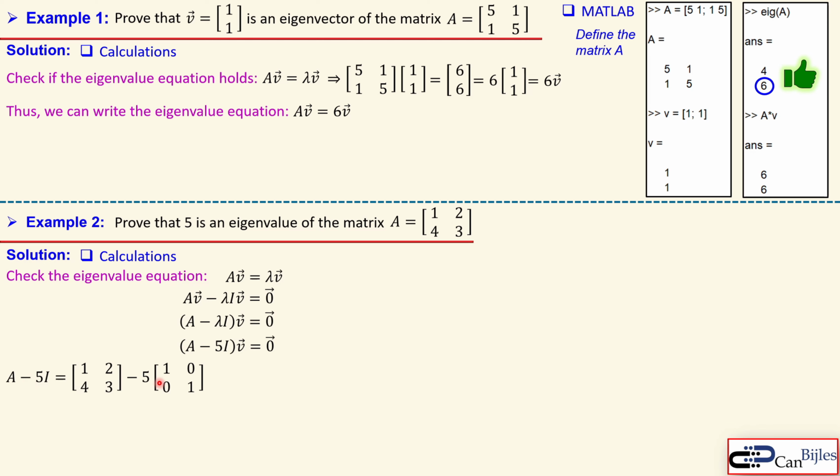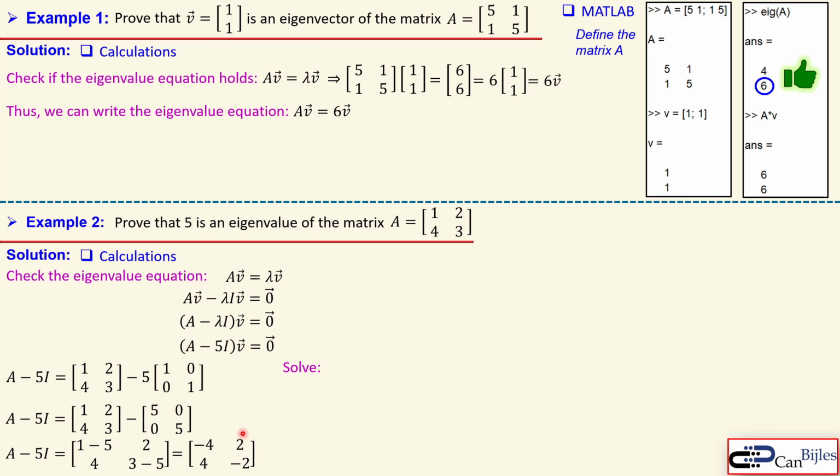You see here 5 times this identity matrix, and this is our matrix A. Now we multiply the 5 inside, so every entry will be times 5, and then you do element-wise subtraction: 1 minus 5, 2 minus 0, 4 minus 0, 3 minus 5. So these are the 4 operations. And then you get the new matrix. The matrix in the parentheses will be minus 4, 2, 4, minus 2. Now we need to solve this. That means we need to look at the row reduction of this matrix.